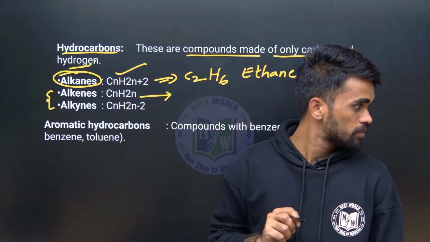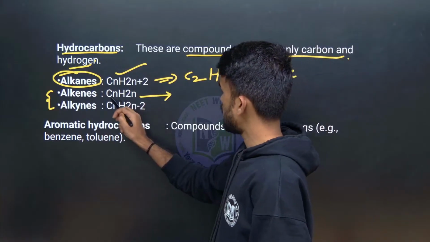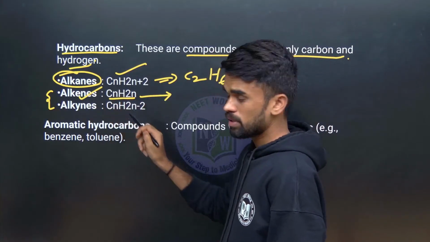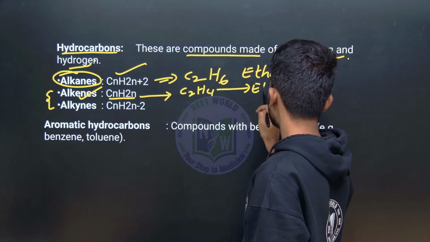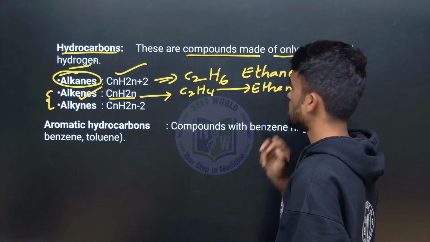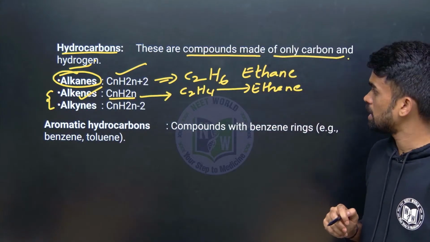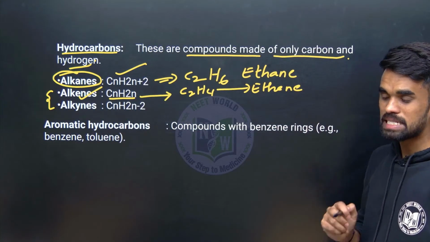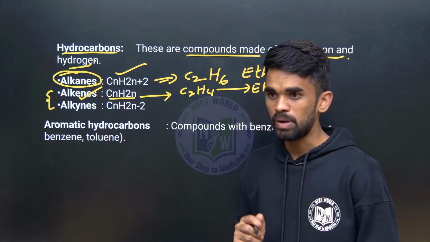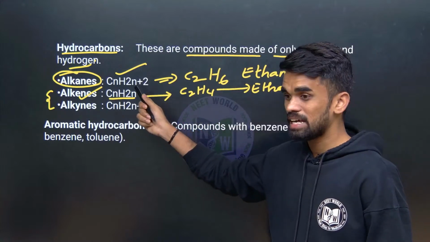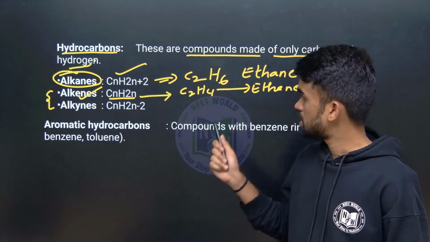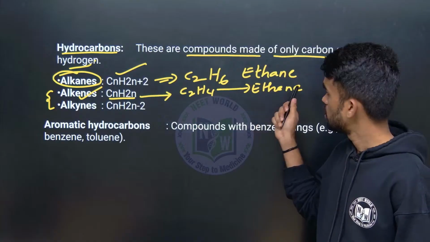Tell me what about that? CnH2n is alkene. So we have C2H4. This is ethene. Simplest alkene is what? Simplest alkene possible is what? Ethene. See, simplest alkane if they ask, you can say methane, but simplest alkene is ethene.